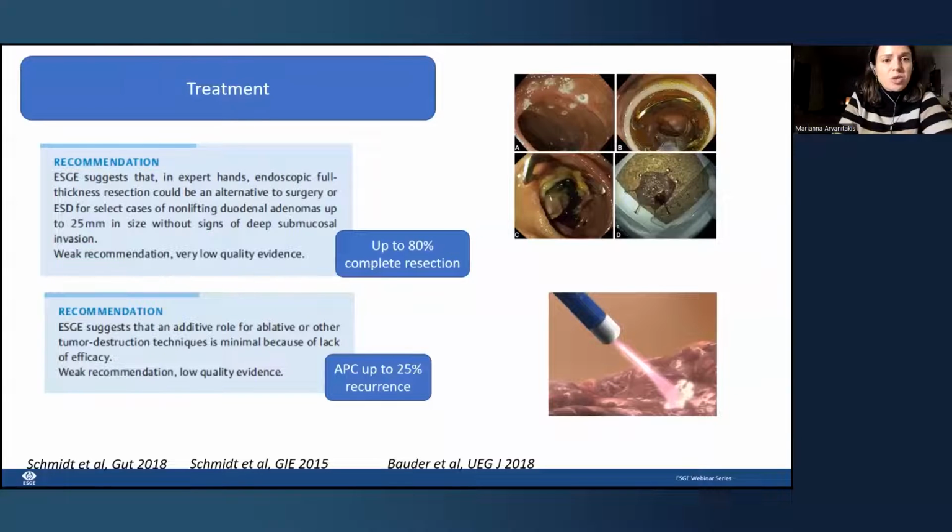What else can we use? Full thickness resection can be an alternative in cases where you have a non-lifting adenoma up to 25 millimeters in size with no signs of deep invasion. And we talked about APC. Not only can it add to the adverse events, but it also doesn't seem to be efficient as a tumor destructive technique in the long term, with still a large percentage of recurrence.